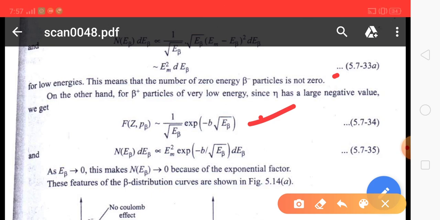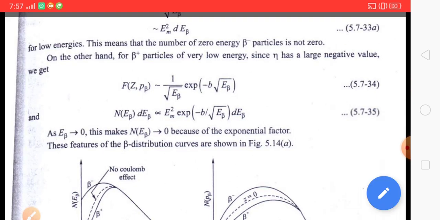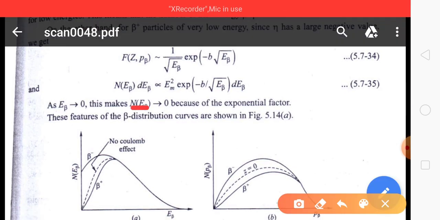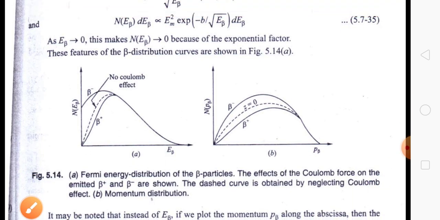f of Z comma Pb, 1 divided by root of Eb into exponential of minus b divided by root of Eb, and the distribution is proportional to Em square exponential of this much into dEb. When Eb tends to 0, this tends to 0 because of the exponential factor. These features of the beta distribution curves are shown in the figure, 5.14a and 5.14b.